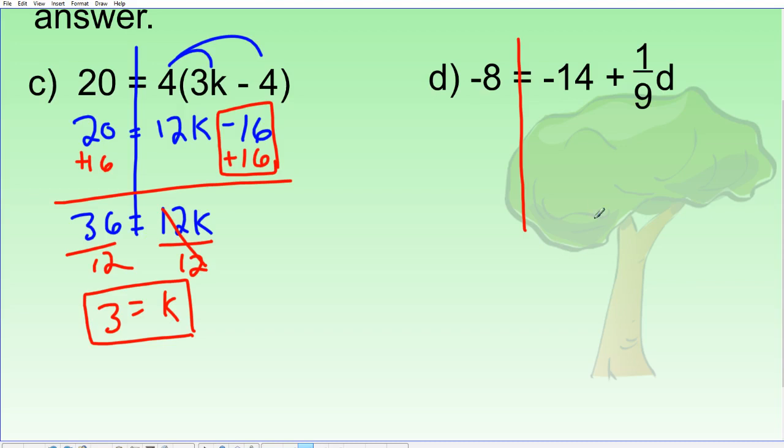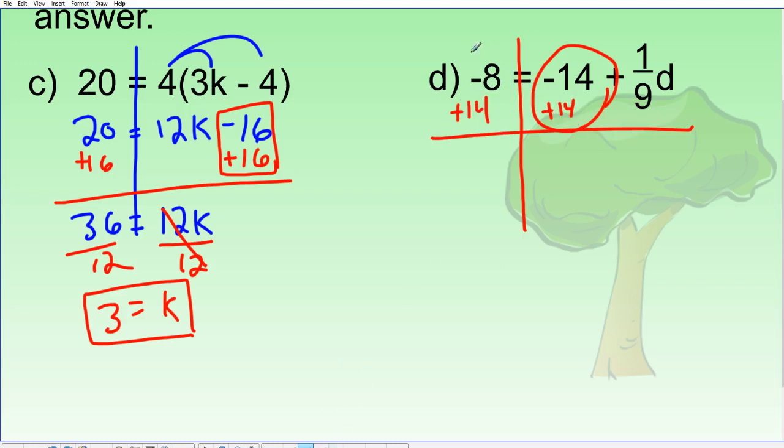So I look here. What is being added or subtracted to this piece? Well, this piece. And how do I get rid of that? Well, if this is a minus 14, you use a plus 14. If it's a negative, you use a positive. So I'm going to be adding 14 to both sides.